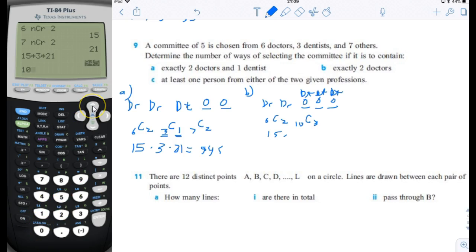I don't know what 10 choose 3 is. 10 choose 3 is 120. 120 times 15.